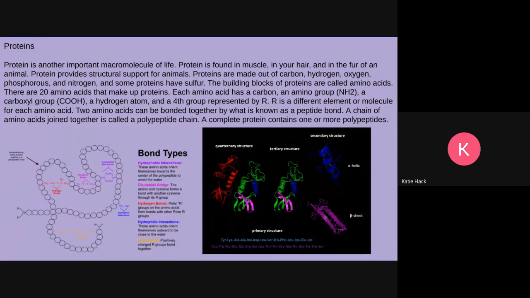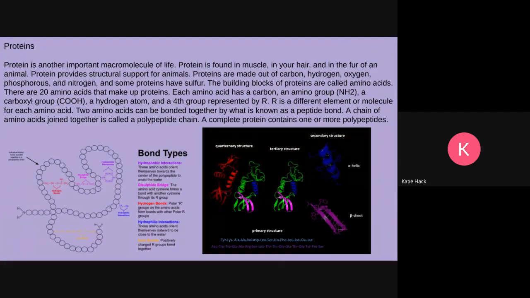Proteins. Protein is another important macromolecule of life. Protein is found in muscle, in hair, in the fur of animals. Proteins provide structural support for animals. They're made out of carbon, hydrogen, oxygen, but also phosphorus and nitrogen. And then some proteins will have sulfur as well.